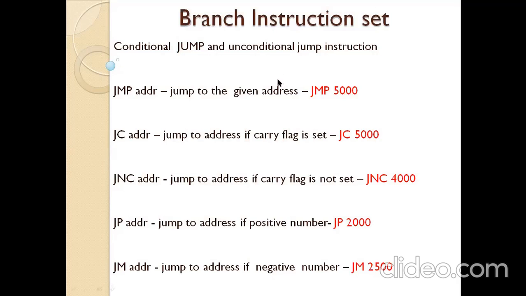First instruction is called unconditional jump instruction. If you give the instruction JMP 5000, it will not check any condition. Directly it will jump to the memory location 5000. Second instruction is JC, which means it will check the carry flag. If the carry flag is set, it will jump to the memory location. Otherwise, it will move to the next memory location. Third instruction, JNC. If there is no carry, it will jump to the memory location 4000.